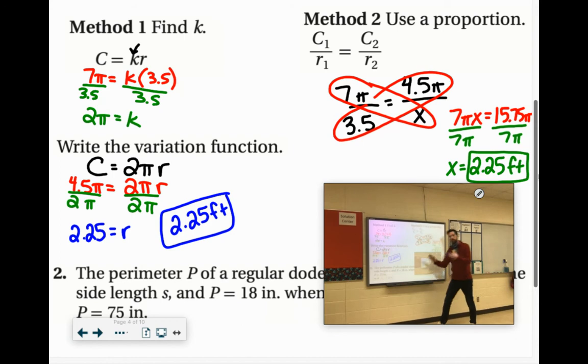So choose your own adventure. I personally like the proportion way. Just make sure if you're doing circumference over radius, the other one you do circumference over radius.